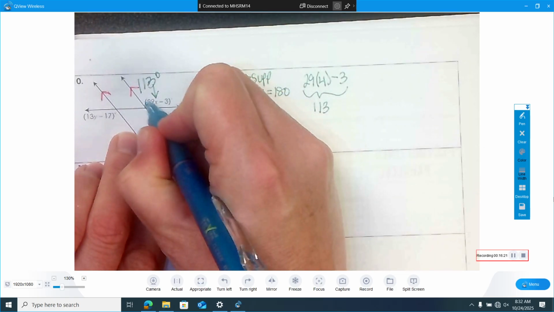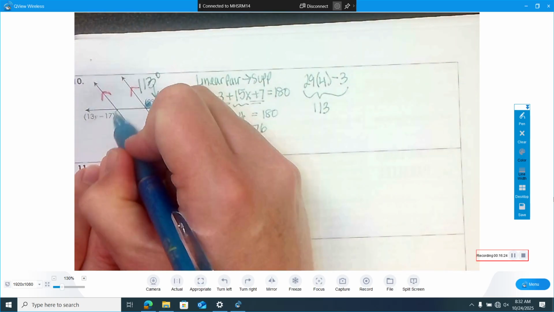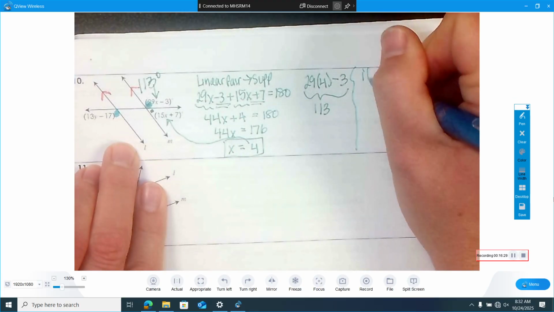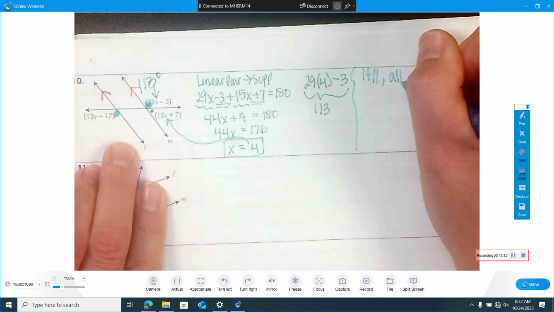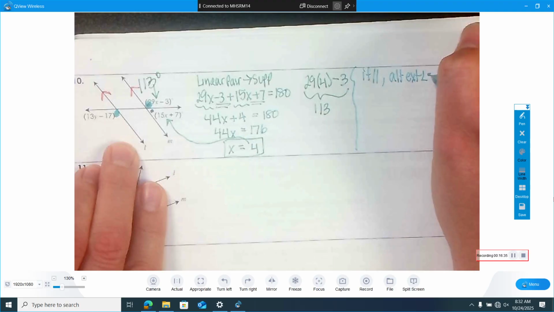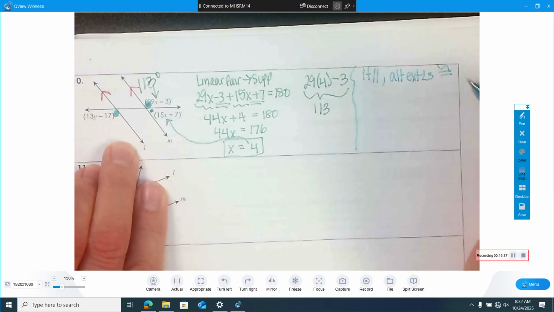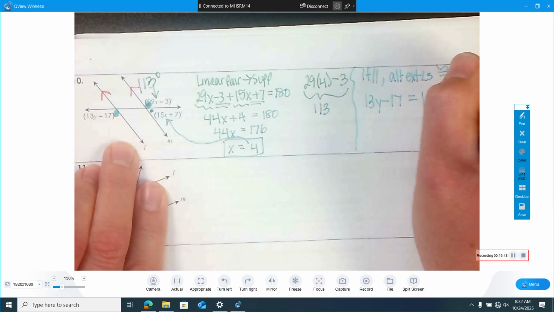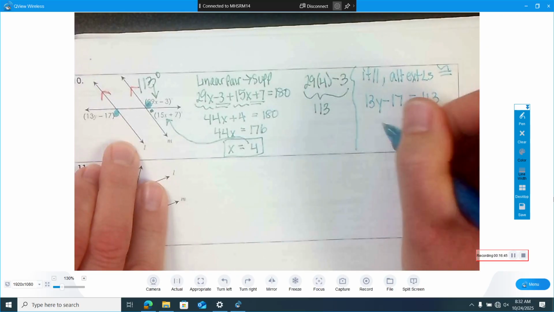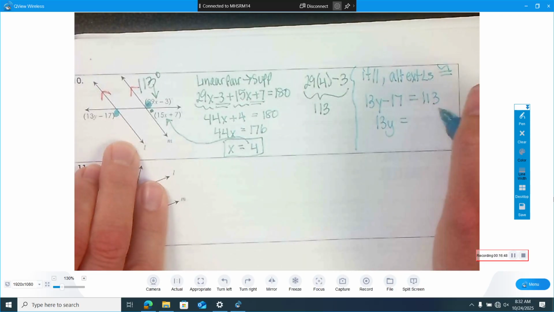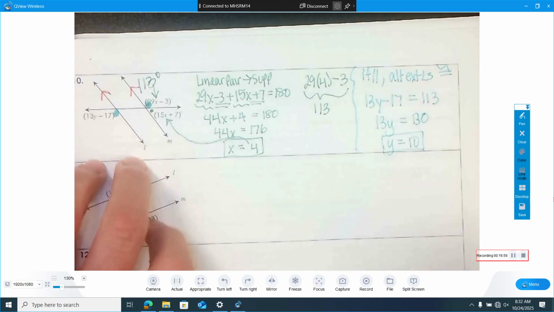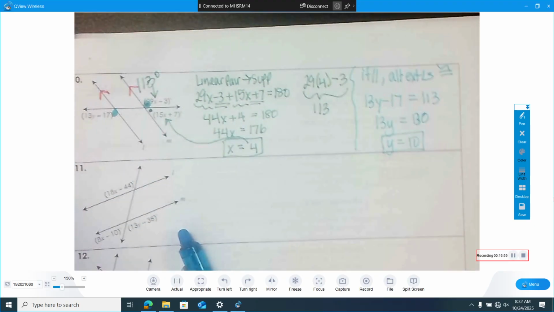And so I assume you're doing 113 and this angle with the y in it. All right, so what's our justification for that? Alternate exterior. Okay, if parallel, alternate exterior angles are congruent. Great. And so then we can write what equation? 13y minus 17 is equal to 113. Beautiful. Okay. And so 13y, we would add the 17, and that's going to get us 130, I think. Yeah? Okay. And then divide by 13. We get y equals 10.